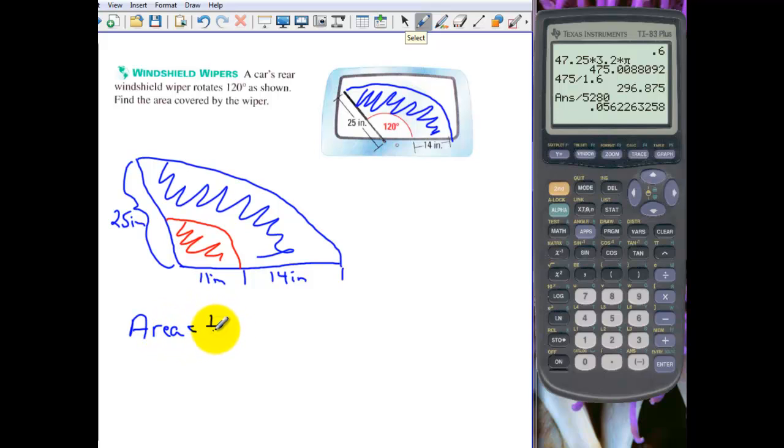Our total sector area is 1/2 times radius squared times theta. Now we know the radius here is 25 inches. Now we need theta, but remember it's got to be in radians. So we've got to convert our 120 degrees into radians. We multiply by pi over 180 degrees. Our degrees cancel out. 60 goes into 120 2 times and into 180 3 times. So we have 2 pi over 3 as our theta.